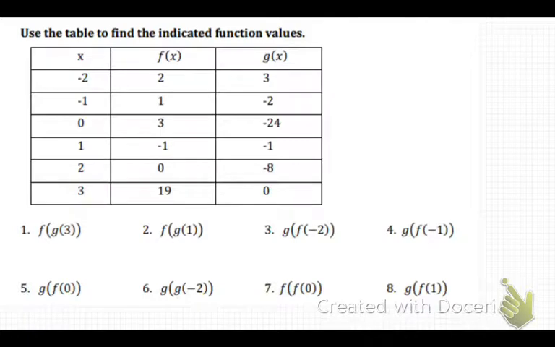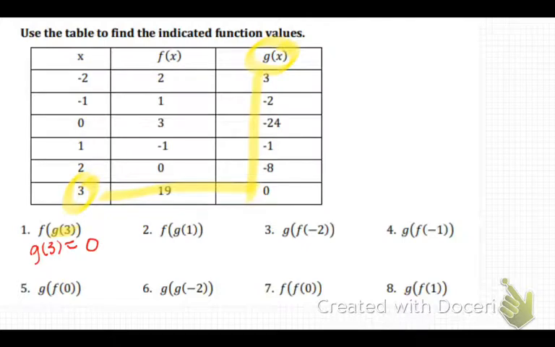For number 1, I have f of g of 3. Can I have a volunteer, please? Tell me, what is the first thing I need to do? Find what? Okay. For g, what is the x value? Good. So I'm going to find g of 3 first. Do you agree with him? Okay, good. So to find g of 3, I'm going to go over to my g, and when x is 3, find where they meet. What is that value? So that means g of 3 is 0.